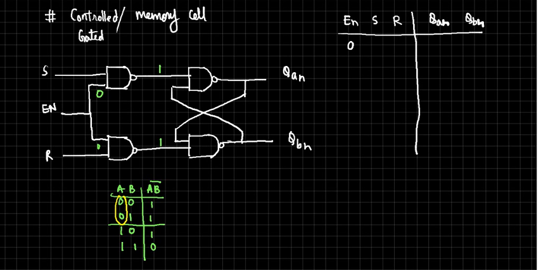So there will be no change when QA and QB are different. When enable is 0, it doesn't matter what S and R are, they really don't matter, right? QA and QB will have no change. There won't be any change, no change. When? Tell me.